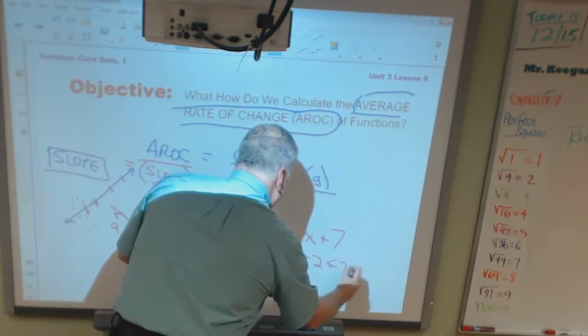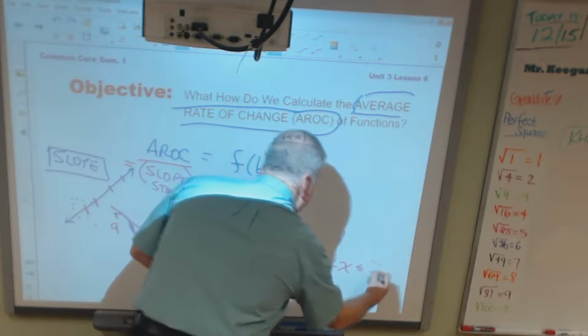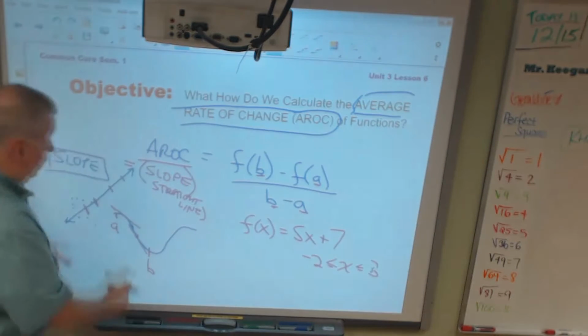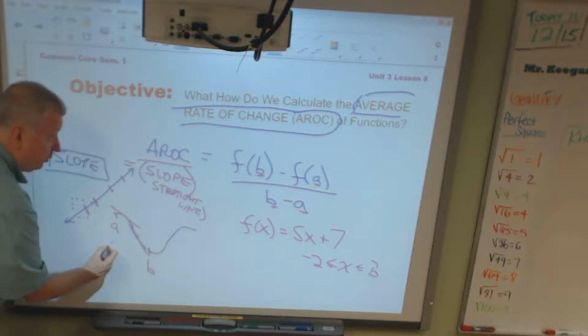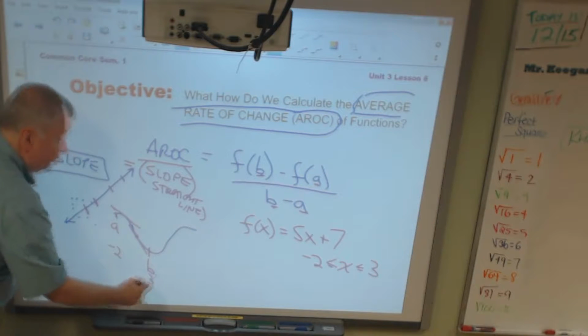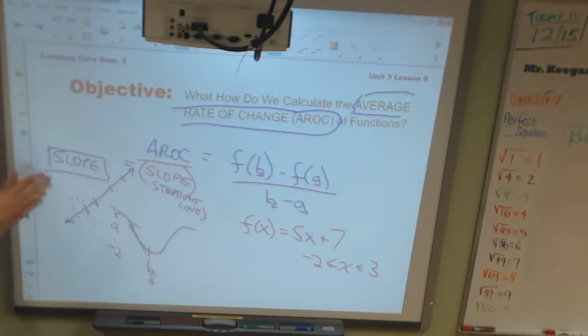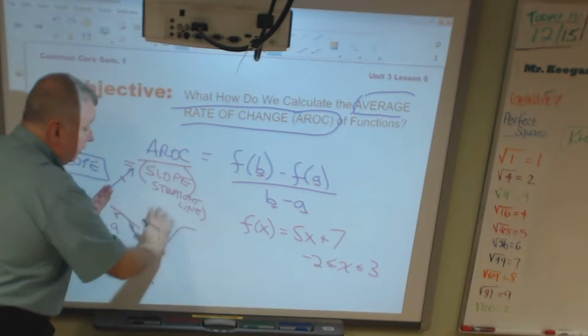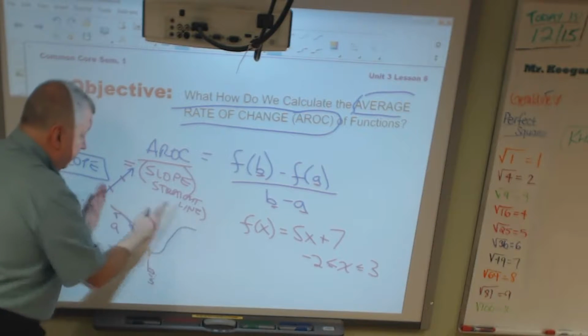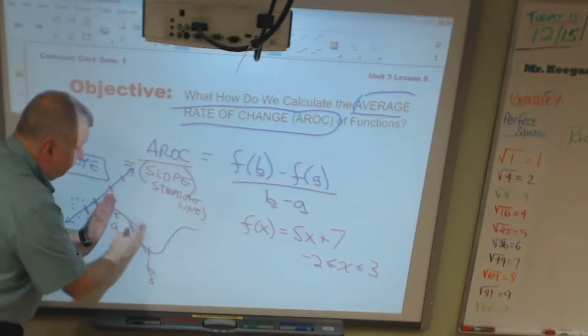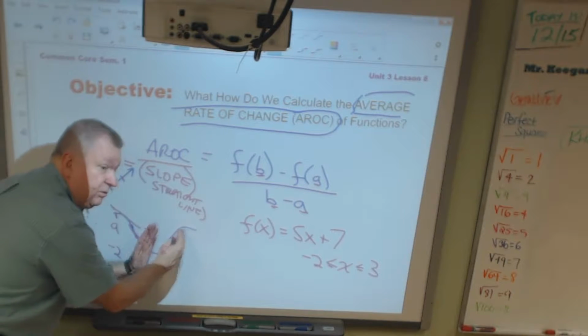-2 is less than or equal to x, which is less than or equal to 3. So in other words, if we were looking at the picture, this would be the -2 and this would be the 3. You're only looking at that one piece. Average rate of change, you're never going to look over the whole function. You're going to say, okay, for this piece here, what would be the average rate of change? Or maybe this piece, or that piece.